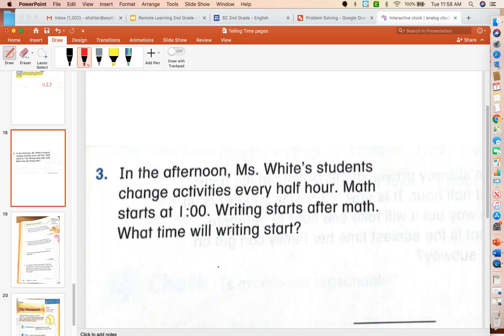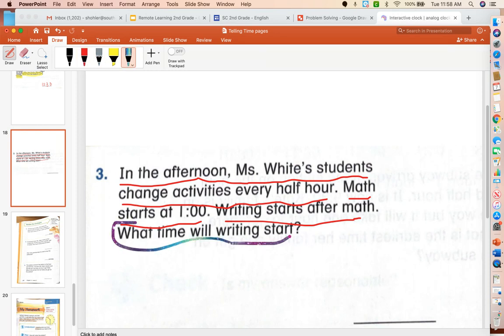This is kind of a tricky one. So we're going to underline the things that we know. So we know all about this. We know that the activities change every half an hour, and that math starts at 1 o'clock. Oh, I forgot one thing. We also know that writing starts after math. And we want to know what time will writing start.